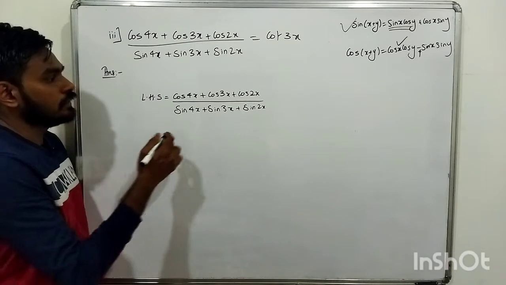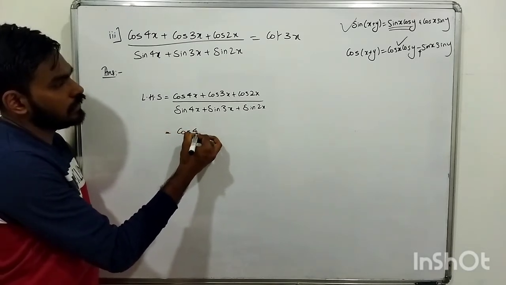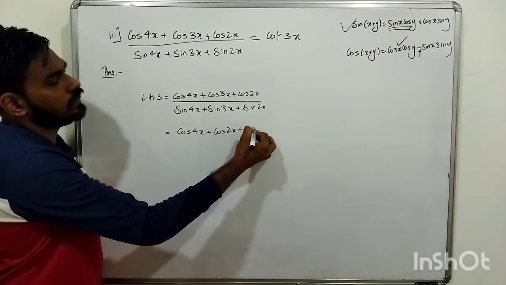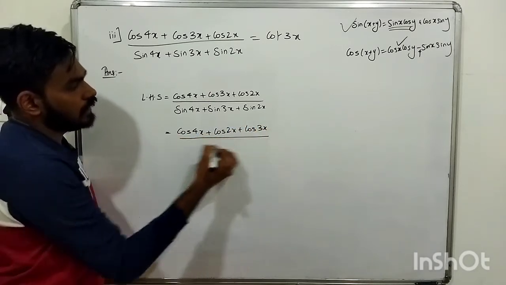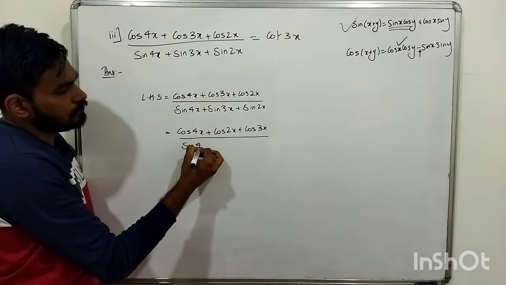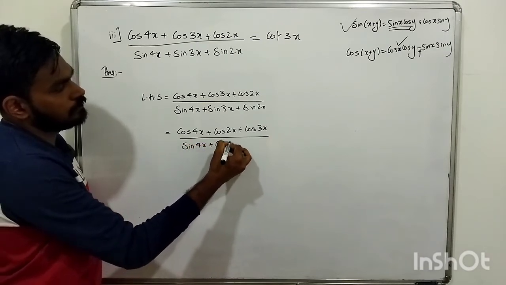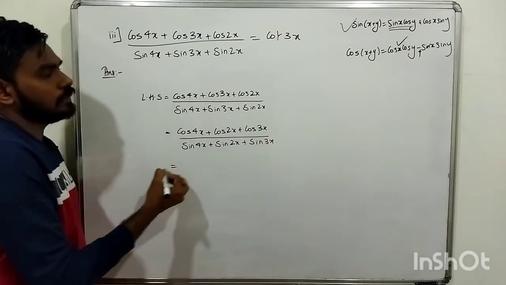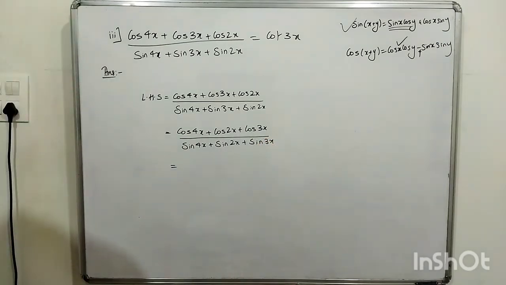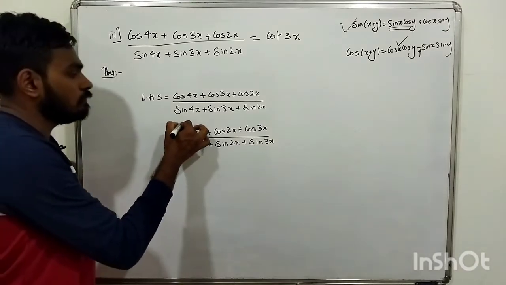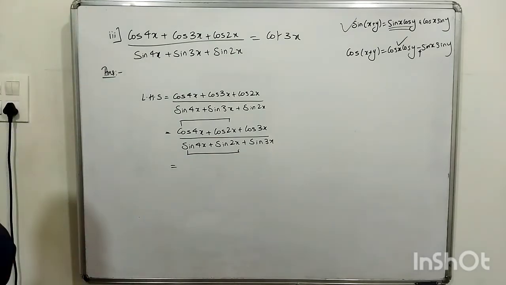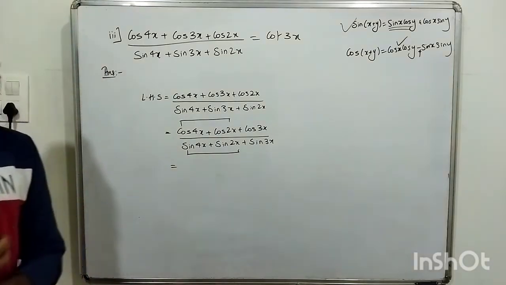See, cos 4x, I will take cos 2x on this side and cos 3x on that side, upon sin 4x plus sin 2x plus sin 3x. That is, (cos 4x + cos 2x + cos 3x) upon (sin 4x + sin 2x + sin 3x). So we will solve this. Why did I do this? Just to make the problem simpler.